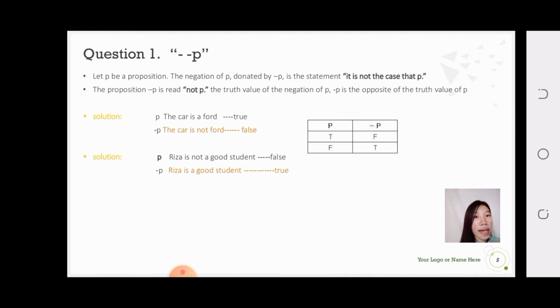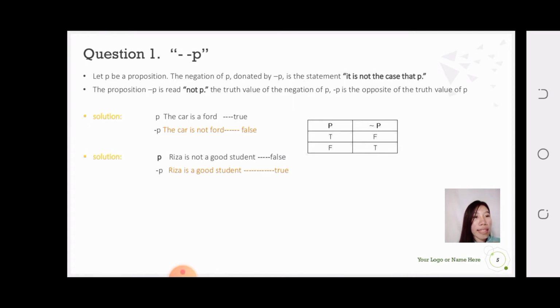On the other hand, not P ang iyahang tawag. The truth value of the negation of P is the opposite of the truth value of P. So, my answer: the car is a Ford. And then, result siya true. And then, the car is not a Ford. False.